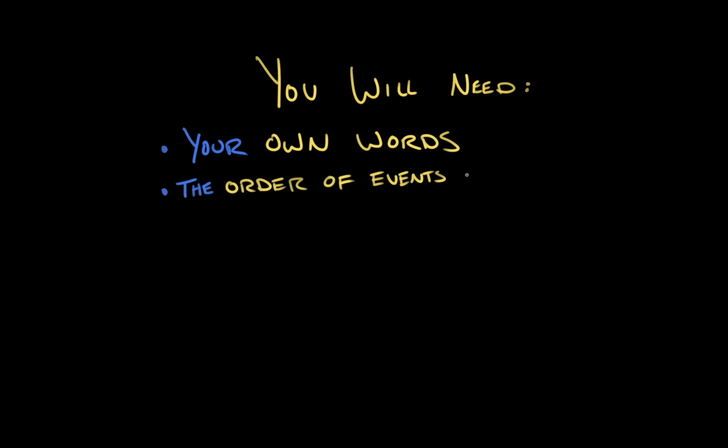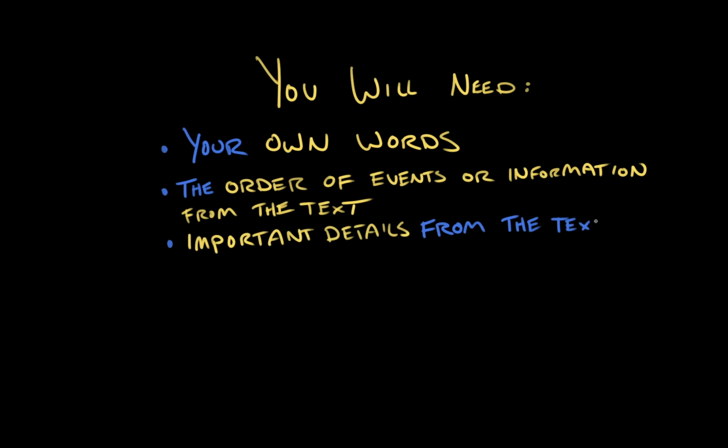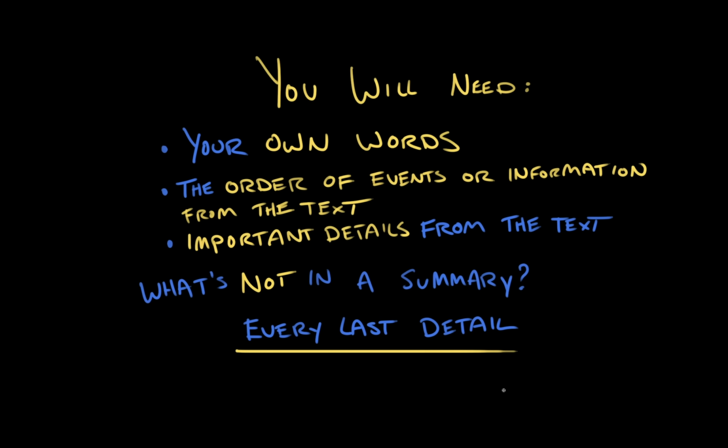To make a summary, you will need your own words, the order of events or information from the text, and important details from the text. So what's not in the summary? Every last detail from the original text. I think I first read something like this in a Neil Gaiman novel, but here's the deal.